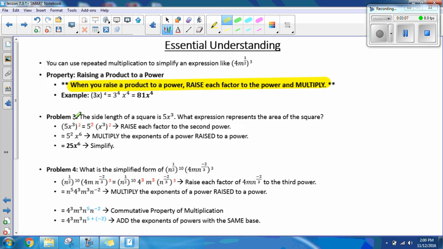Since we're raising a product to a power, we take each factor in that product and raise it to the power outside. So we have 5 to the 2nd power times x to the 3rd power being raised to the 2nd power. 5 to the 2nd power just simplifies to 25. And here we have a power raised to a power, so we could just multiply the two exponents here, 3 and 2, and we get x to the 6th power.